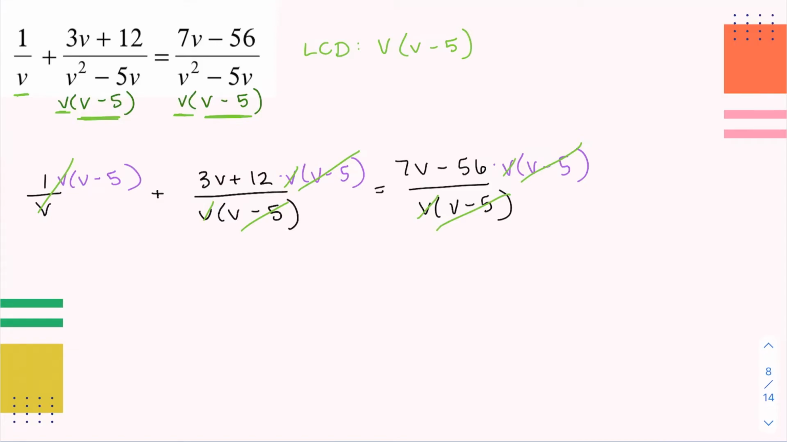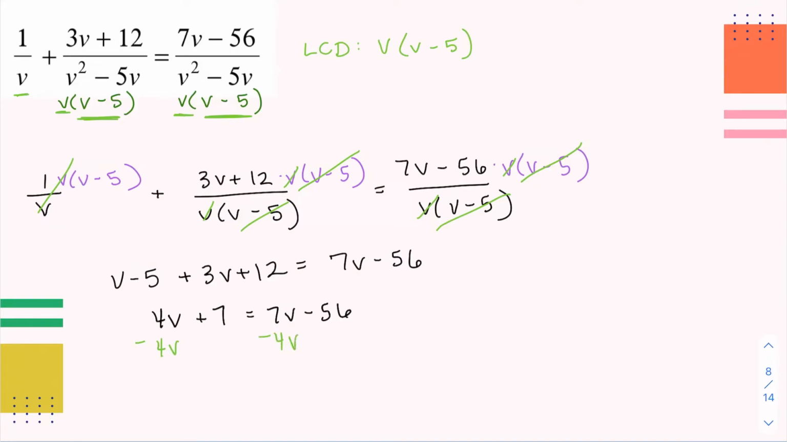Then we are left with, from the first term, V minus 5. From the second one, plus 3V plus 12, and from the last one we're just left with 7V minus 56. You can see again we have a linear equation, and now we just solve this like we would have in Algebra 1. So I can combine like terms on this side real quick. I have V plus 3V, which is 4V. Negative 5 plus 12 is going to leave us with a positive 7. 7V minus 56. We need to get the V's on the same side, so I'll subtract 4V from both sides.